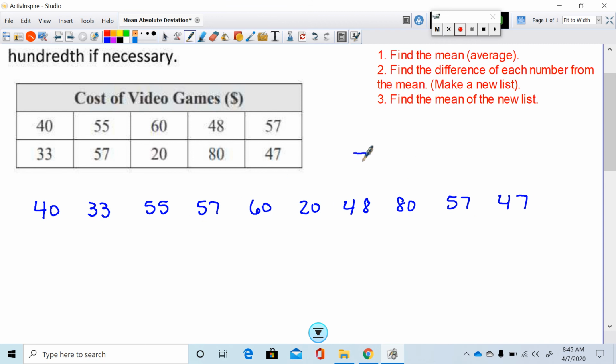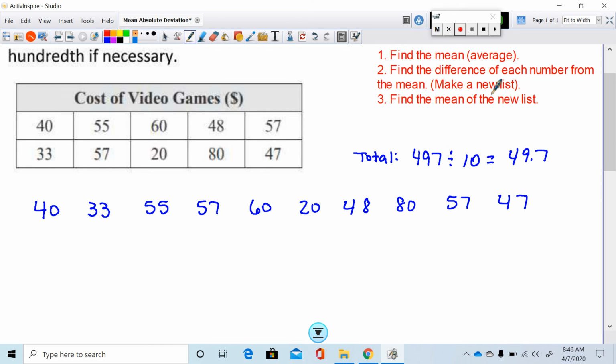So you add all those numbers up, and when you add those, you get 497. Then you have to divide by how many numbers are on your list. 2, 4, 6, 8, 10. 497 divided by 10 is 49.7. That's the average.